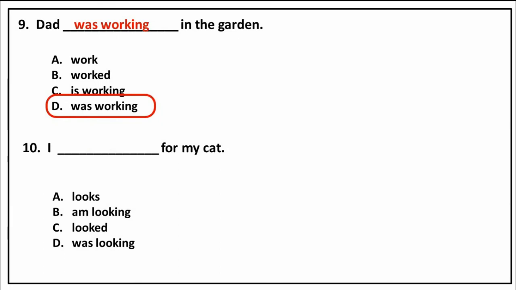And I am looking for my Kate. It is written in the passage, but it's not correct. It should be past continuous tense. So past continuous tense is again was looking. I was looking for my Kate. मैं अपनी बिल्ली को तलाश कर रहा था. I was looking for my Kate.